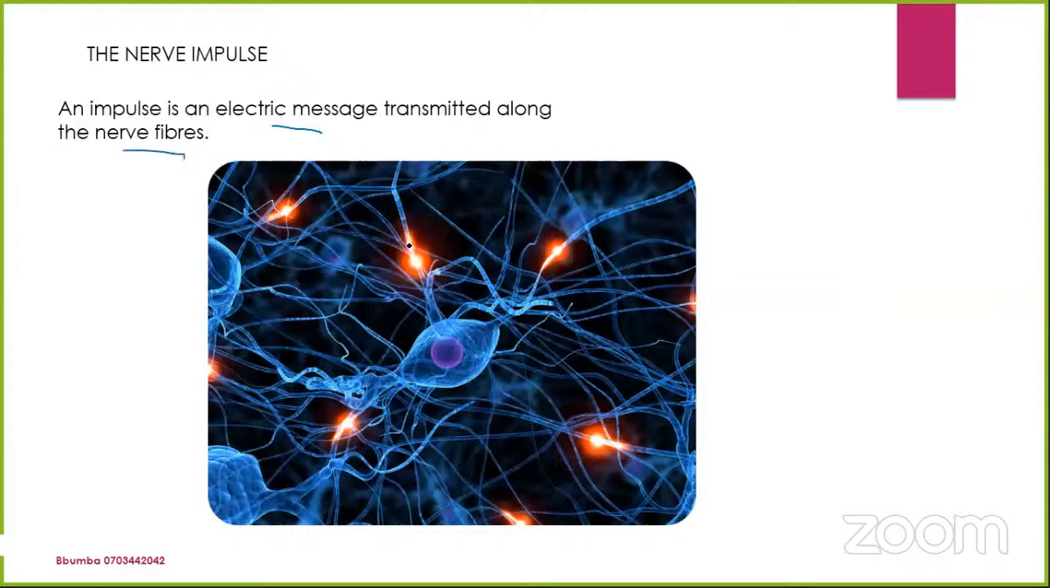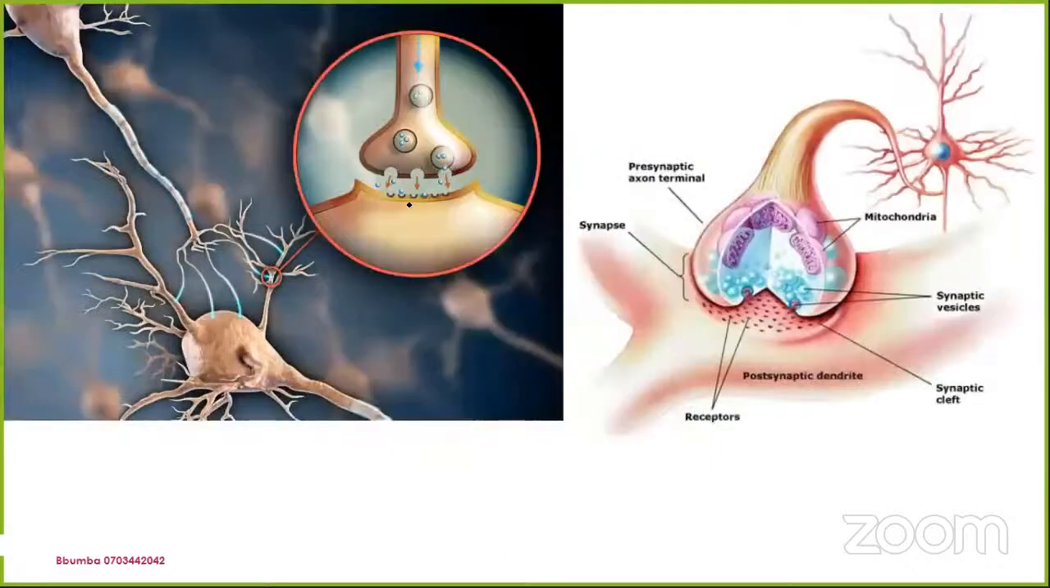As you can see here, these are electrical signals being transmitted, and how they move is where this picture comes in: transmission of an impulse along the axon terminal. Now imagine, look at this picture. You can see this nerve is shining, meaning that the impulse is traveling along.